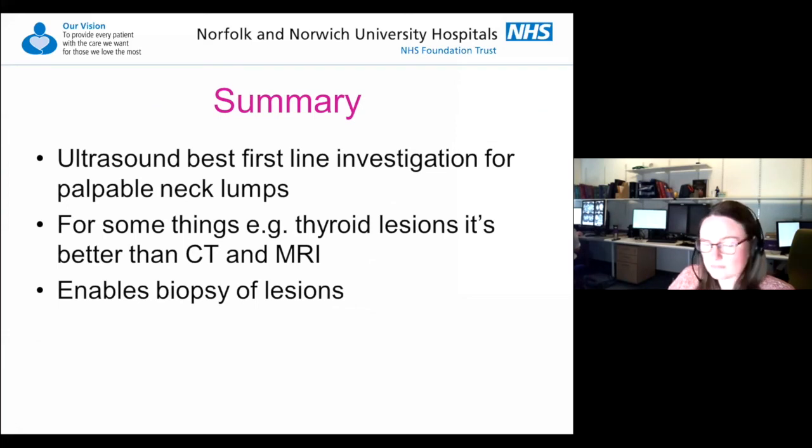And it enables biopsy of lesions, and I'm a great believer that if you see something, you should ideally go on and biopsy it there and then, rather than bring them back, as long as the patient is up for that, because that just adds further delay. All right, so I'll stop there. It's a very quick run through.